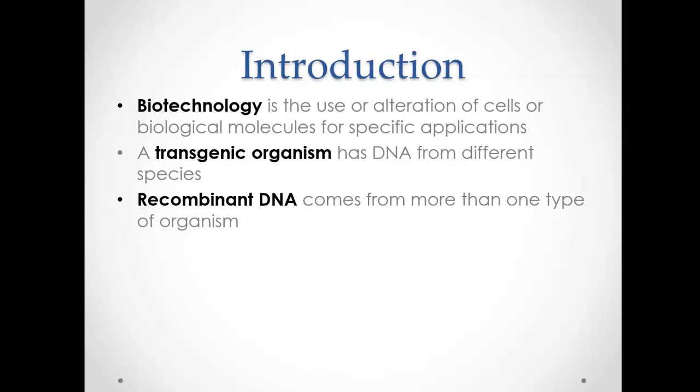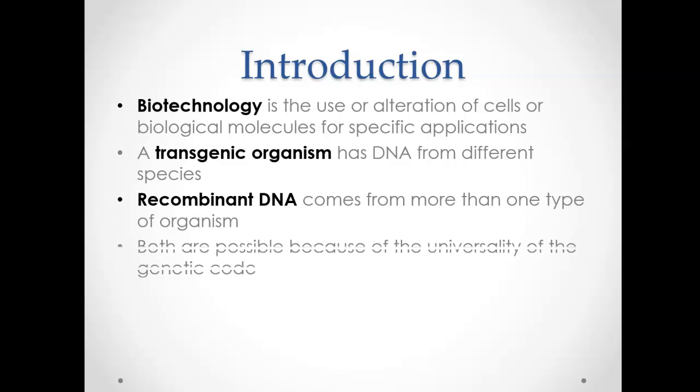We can also look at something called just the recombinant DNA itself. So the DNA that we're talking about in creating these transgenic organisms, it starts with recombinant DNA, and recombinant DNA is when you combine DNA from multiple organisms. So to create a transgenic organism, you need recombinant DNA.